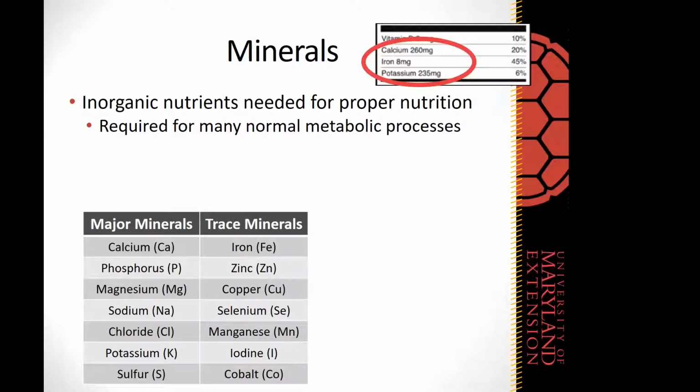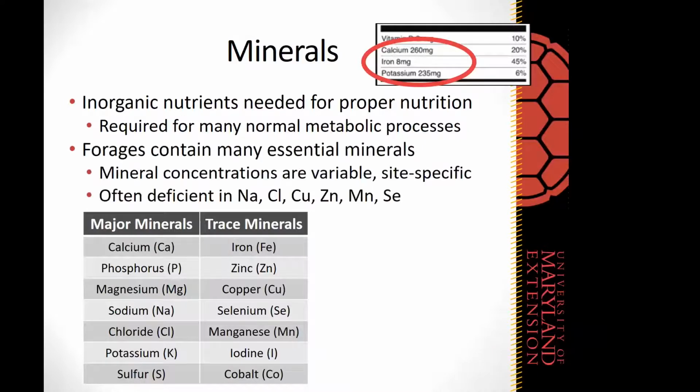And like I said, we have mineral requirements too. So we'll see minerals listed on our nutrition facts labels in the grocery store. Forages do contain a lot of essential minerals, but this is really variable and site specific. It depends a lot on what minerals are present in the soil, because the plant can then take up some of those minerals and have it present in the forage. So it's a little hard to say the mineral concentration of our forages on average, because it is so variable and so dependent on the site and the soil and what plants are growing and all those different things.